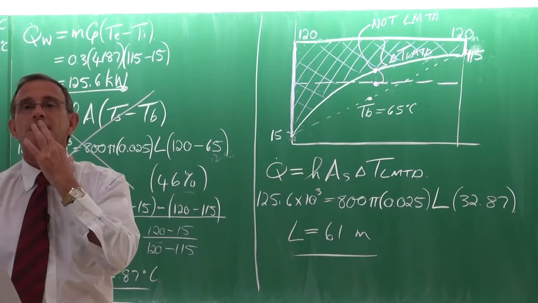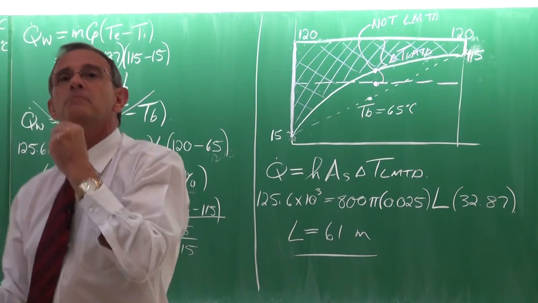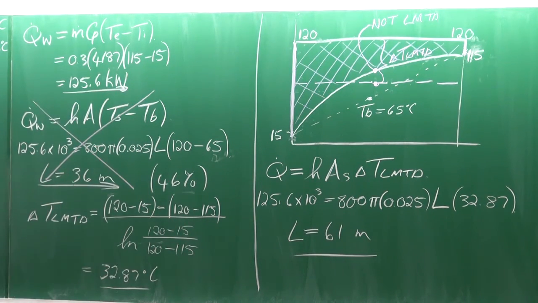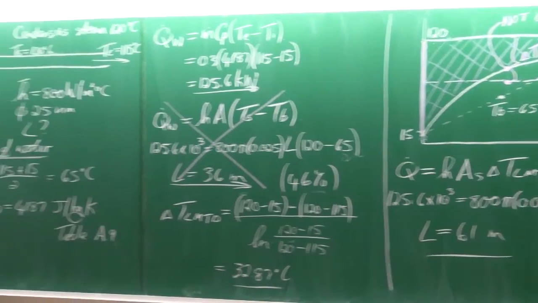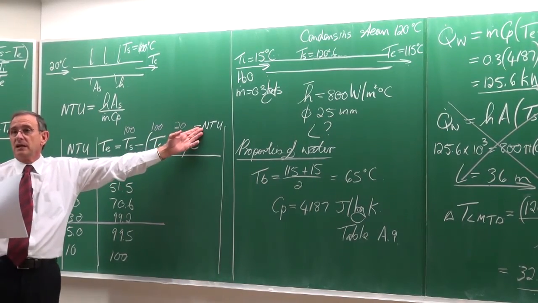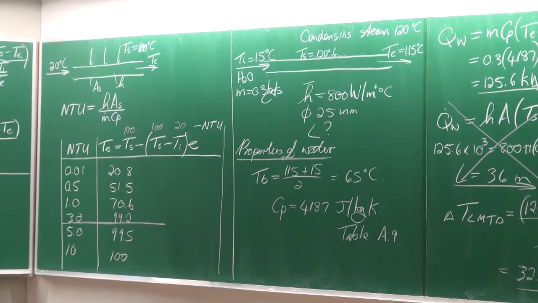Yes, question. Couldn't you just use the effectiveness-NTU method to calculate it? Yes, you could also do it like that. You could have used this equation, because you've got the outlet temperature and the inlet temperature, you can calculate the NTU, and from the NTU, exactly. So you could have done it like that also, yeah.